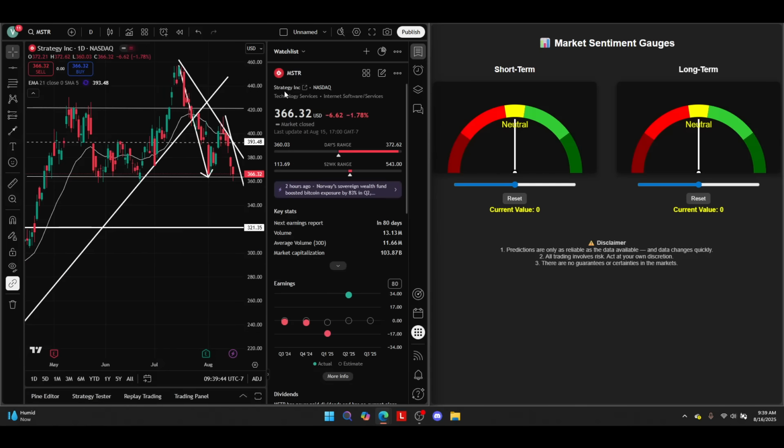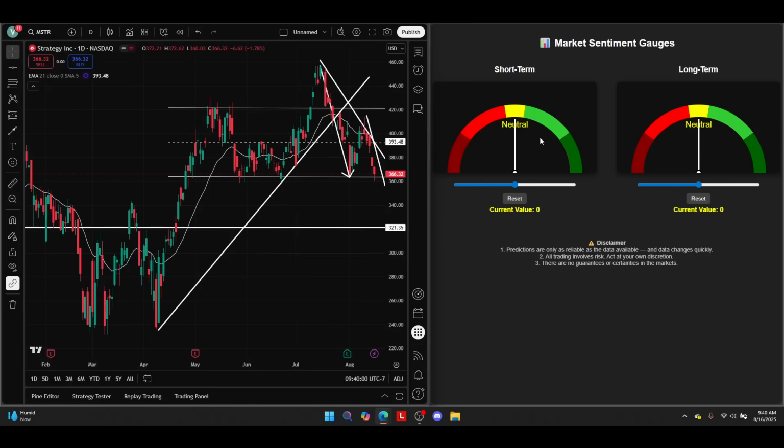So finally, Strategy changed their name officially to Strategy Incorporated, as you can see here. Now it's legit, and TradingView also updated MicroStrategy to Strategy on here as well. So that's pretty cool. I guess you guys are wondering what the screen is showing.